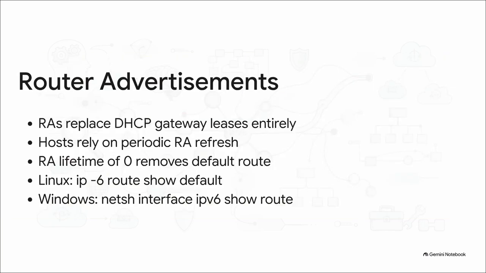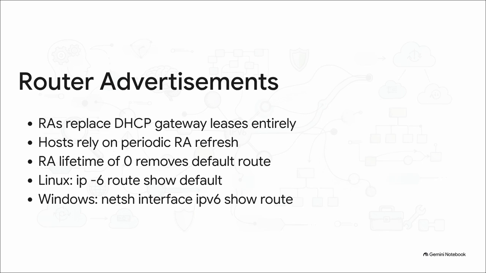Next is the huge shift away from DHCP-provided default gateways. Enter router advertisements, or RAs. In IPv6, your router is periodically shouting out, "Hey, I'm here," to the network. Hosts just listen to these RAs to establish their default route. There's no explicit gateway renewal process like a DHCP lease. The host simply relies on that periodic refresh.